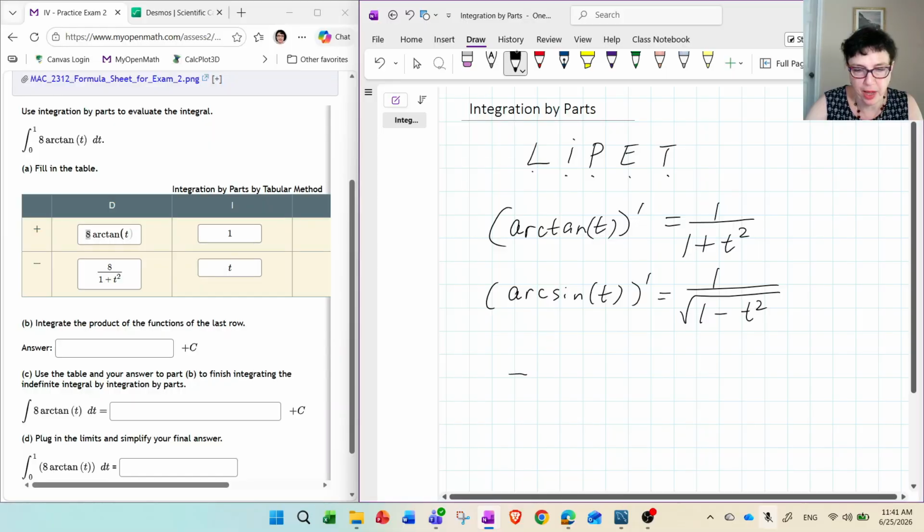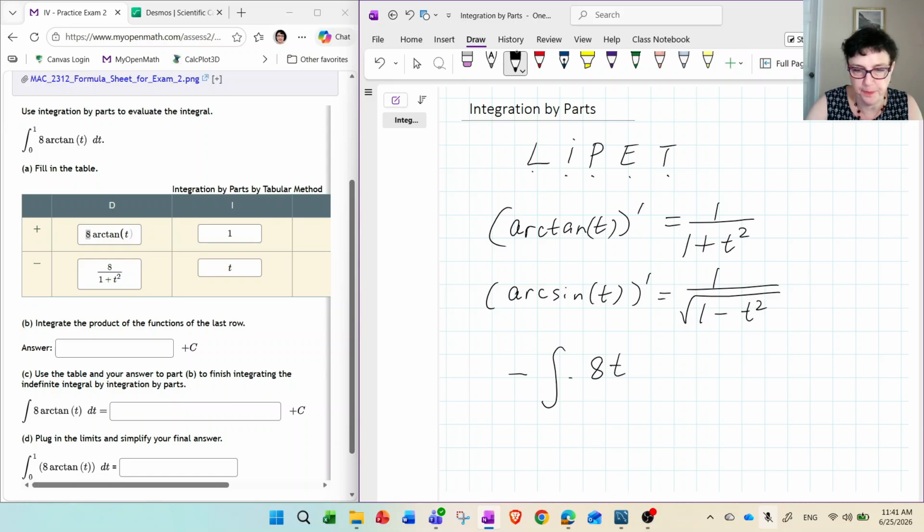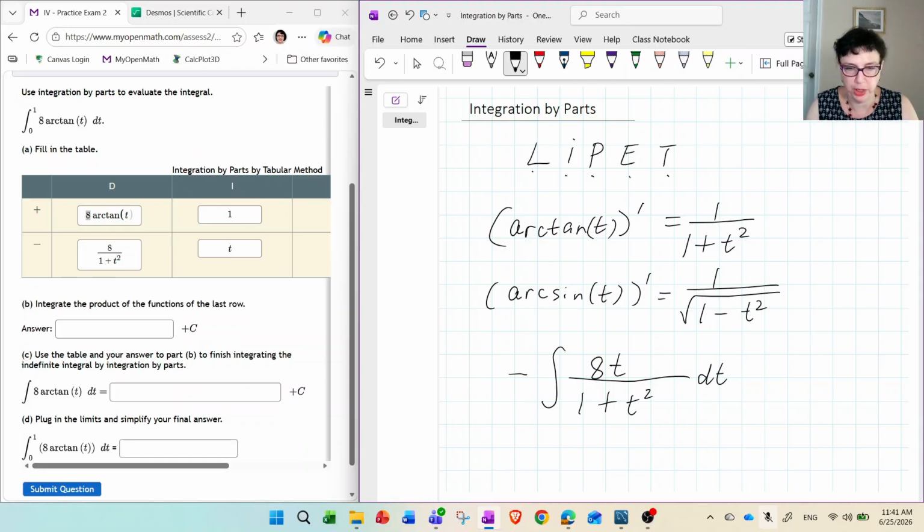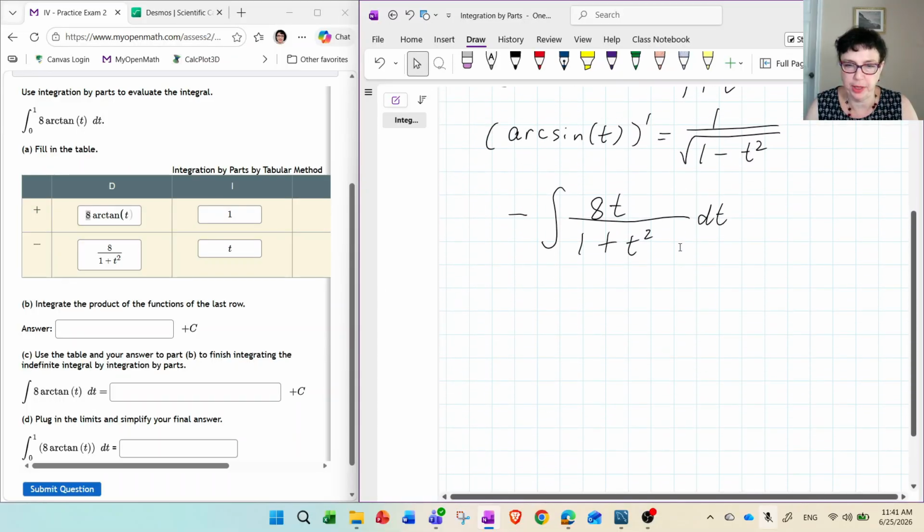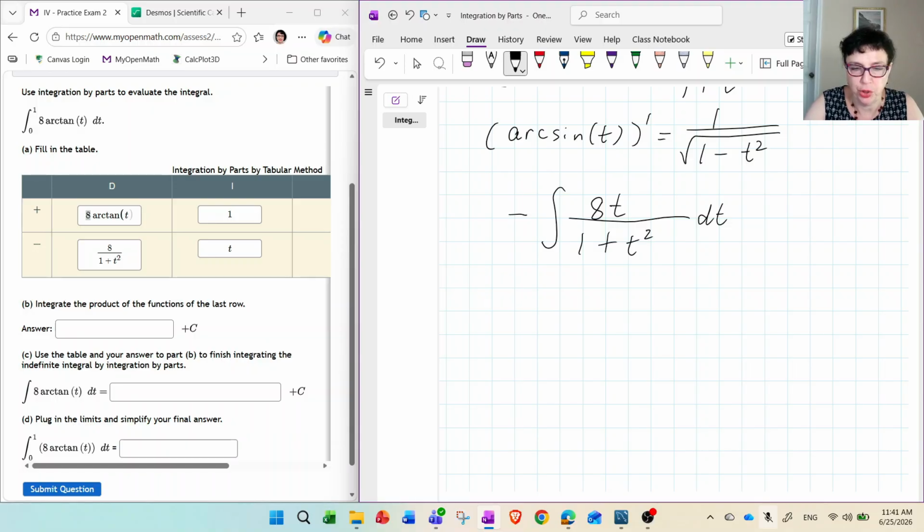So we multiply everything we see in the box and we'll get negative 8t over 1 plus t squared. The minus is still there. That minus there you have to keep. Okay, how do I integrate something like this? Well, here you have to use a u substitution. So you're going to say, let u be 1 plus t squared.